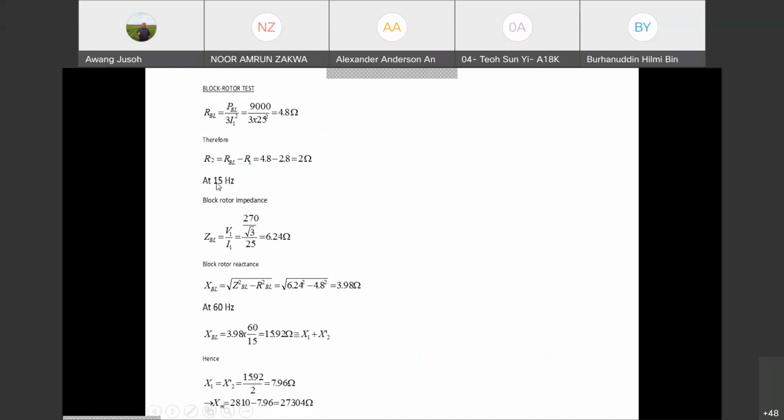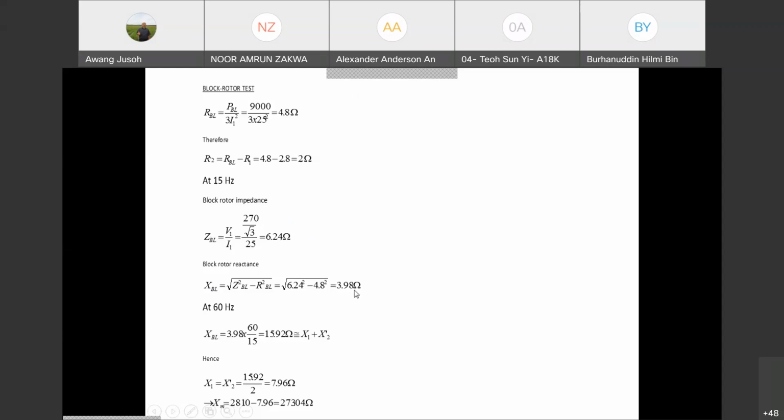At 15 hertz. So this impedance we obtain at 15 hertz. If we want to change to 60 hertz, because the no load test is based on 60 hertz, but the block rotor test is based on 15 hertz, that means you need to standardize. Everything must be the same frequency. So this 15 hertz you need to change back to 60 hertz. That means you have to do this conversion only.